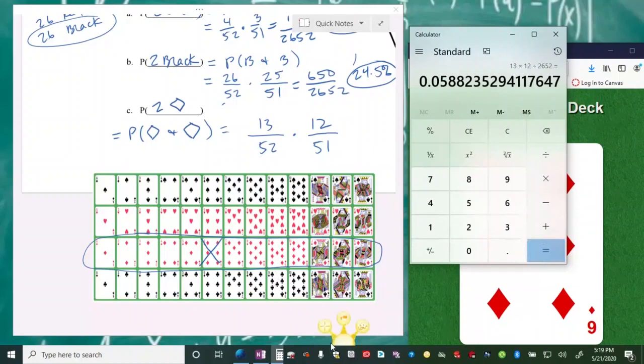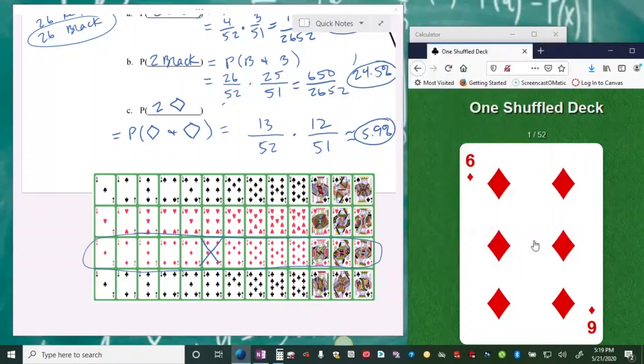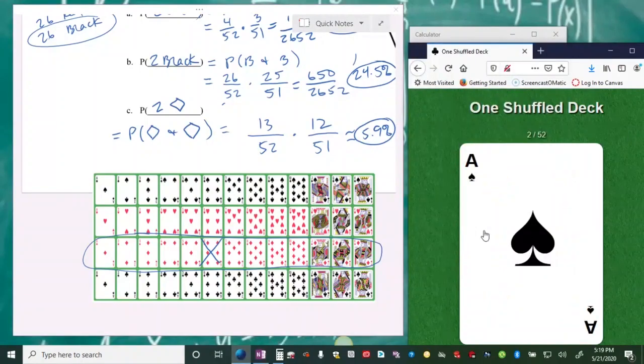And we end up with a pretty small probability, so about 5.9% this time. Let's see if I get a second diamond. Chances are not good, and I don't get a second diamond. Okay, so you'll notice a couple things though.